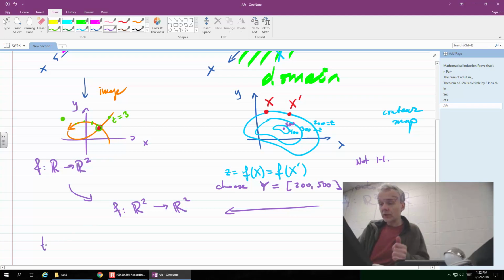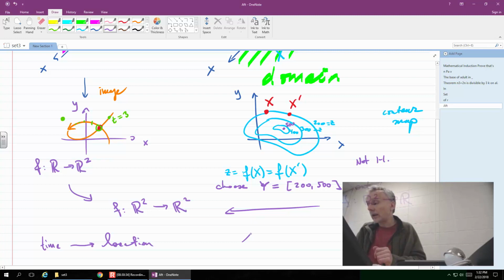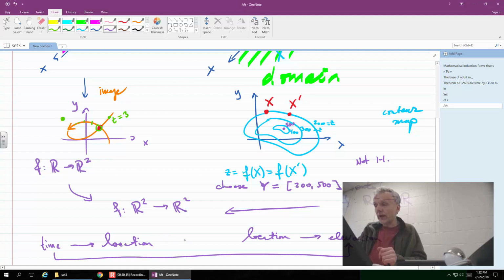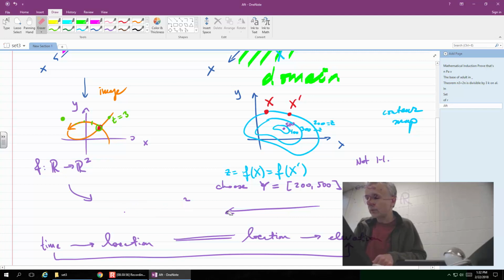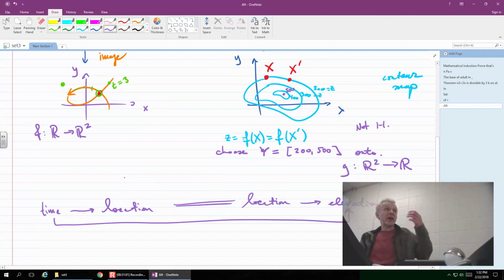So the first function is time to location. That's the first function, parametric curve. The second one is location to elevation, right? And now you want to do this. How? Well, you realize that this location is the same as that location, okay? And that's called a composition. So if I call this G, just so that there would be no confusion, I am substituting, indeed, F into G.